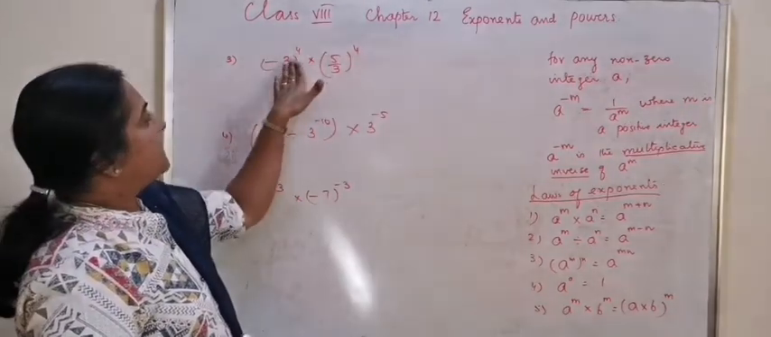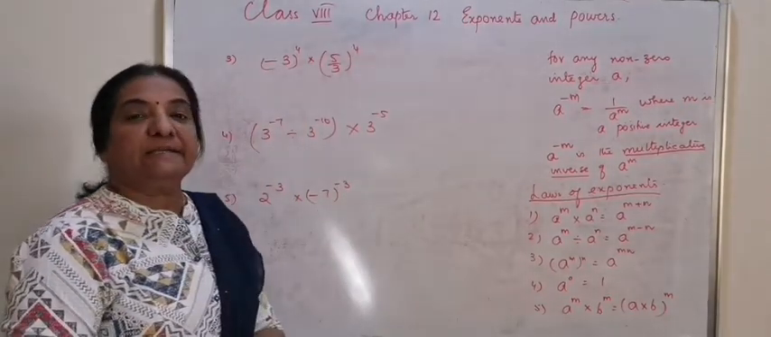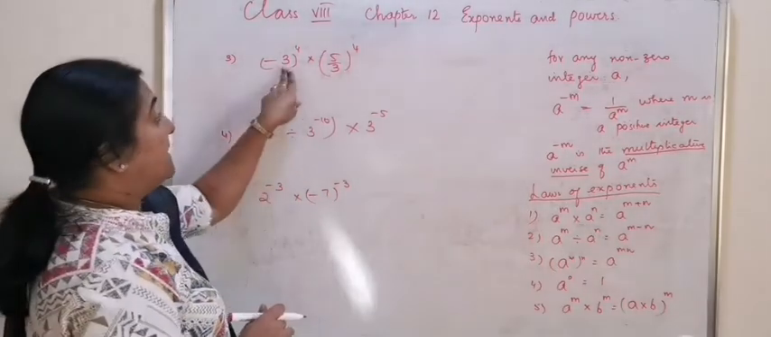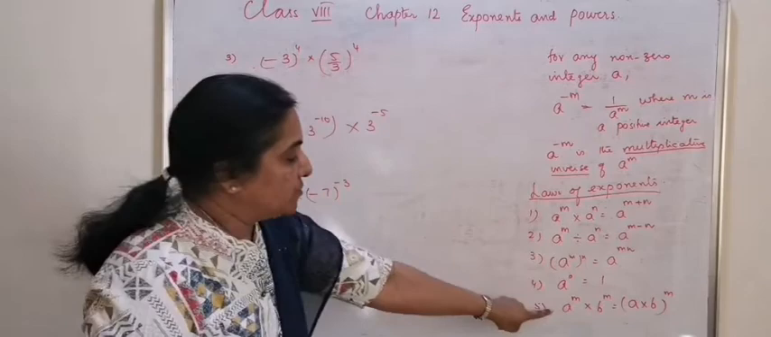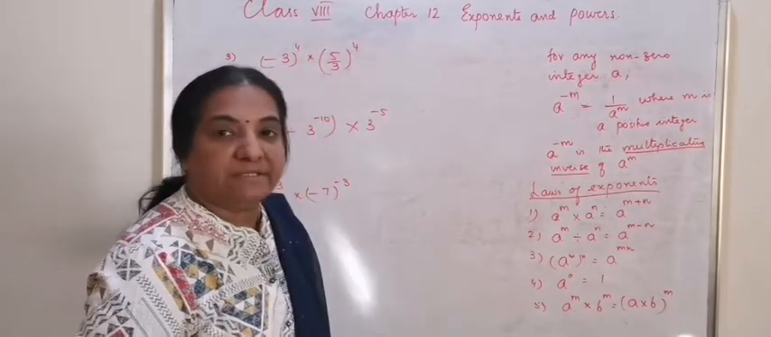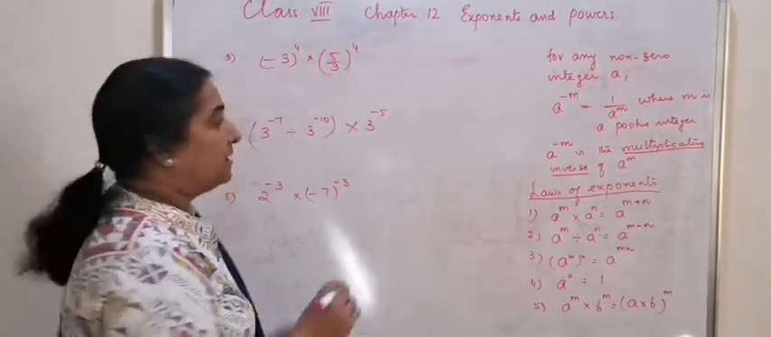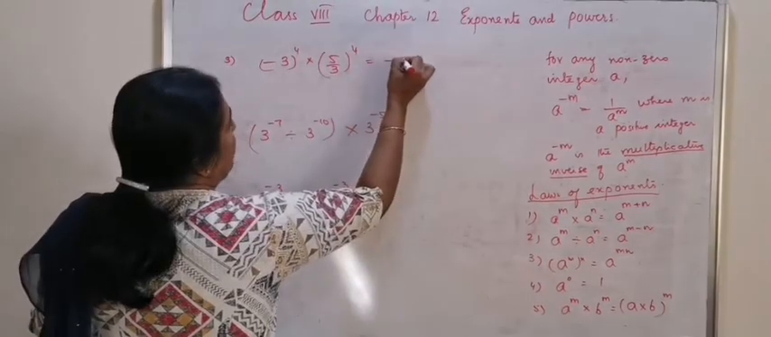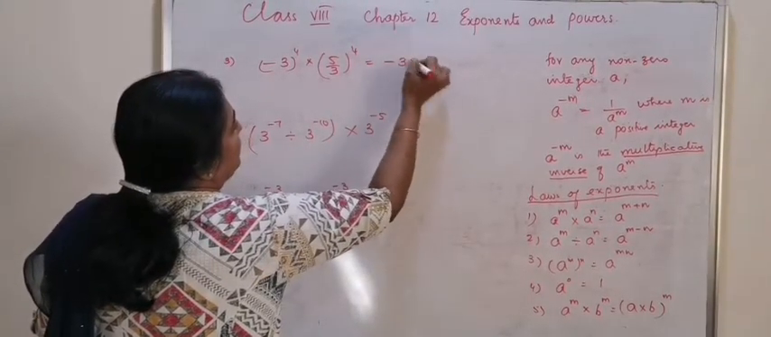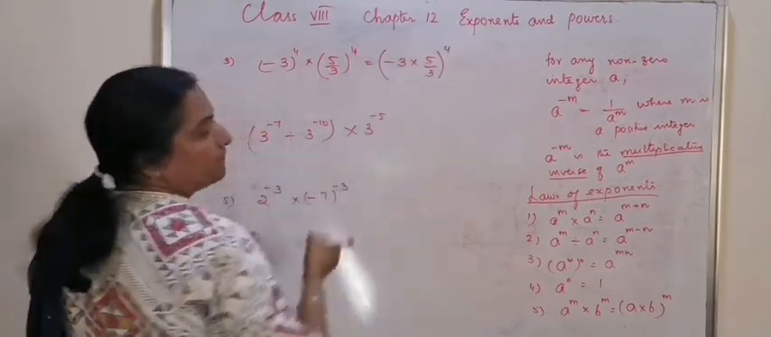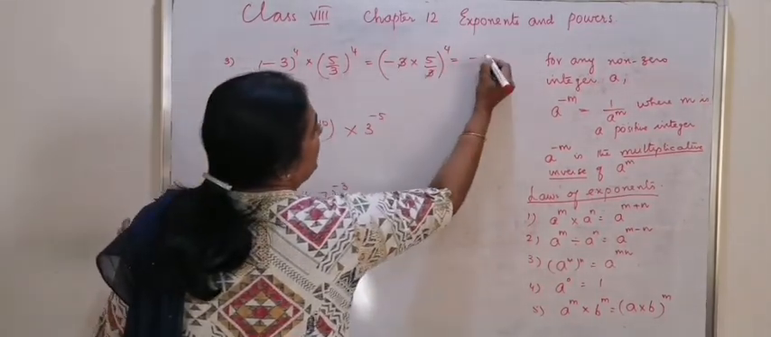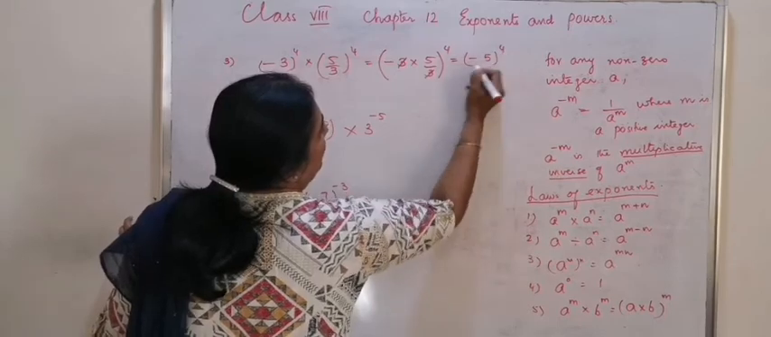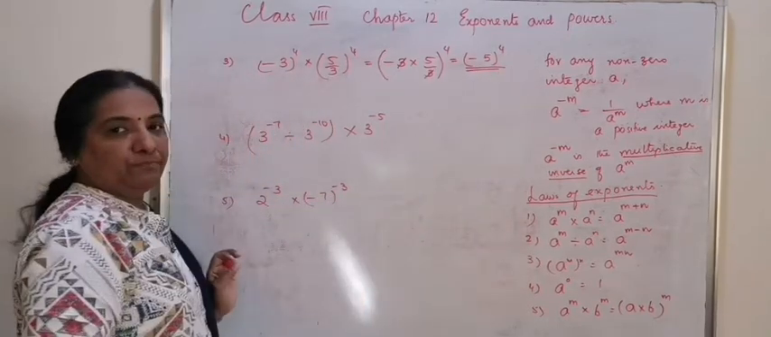Third subdivision, minus 3 to the power of 4 into 5 by 3 to the power of 4. The base is not the same, but the powers are same. So a raised to m into b raised to m can be written as a into b to the power of m, that is minus 3 into 5 by 3 to the power of 4. You can simplify 3 and minus 3. It is the same as minus 5 to the power of positive 4.